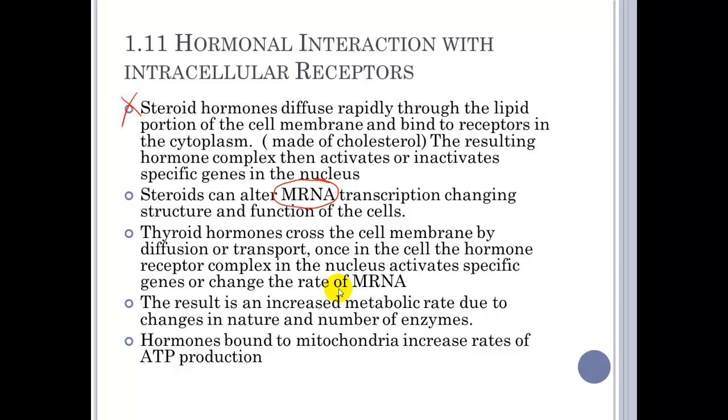Thyroid hormones cross the cell membrane by diffusion or transport. Once in the cell, the hormone receptor complex in the nucleus activates specific genes or changes the rate of messenger RNA. The result is an increase in metabolic rate due to changes in nature and number of enzymes. Hormones bound to mitochondria increase rates of ATP production. So what the thyroid hormones are going to do is essentially increase the metabolic rate of the cellular environment.